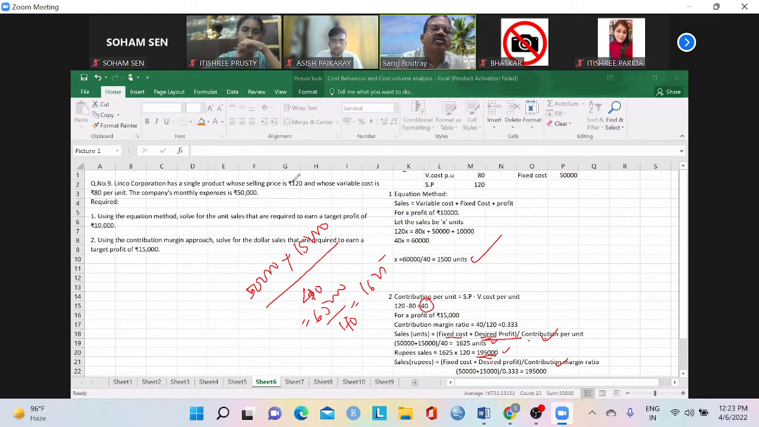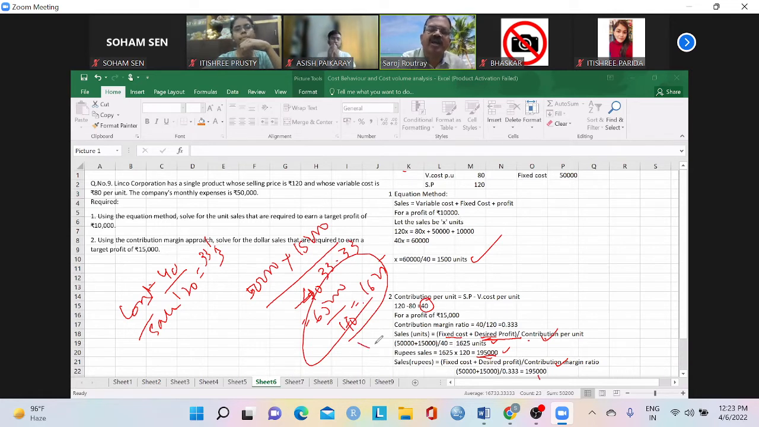Otherwise, you can use that contribution margin ratio, 40 divided by 120. Contribution margin ratio is equal to contribution divided by sales, which is 33%. So taking that 33 1/3%, also, you can get directly 1,95,000. Approximately, it will come. Little bit of difference will be there because you are taking 0.33, not exactly that value.